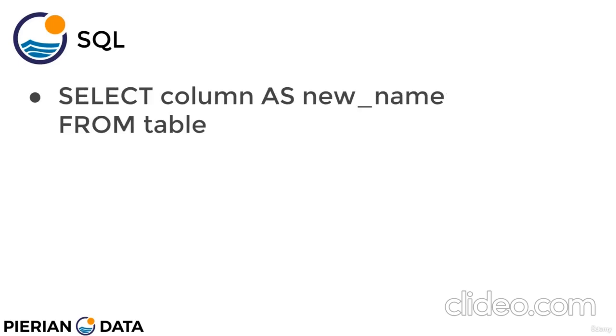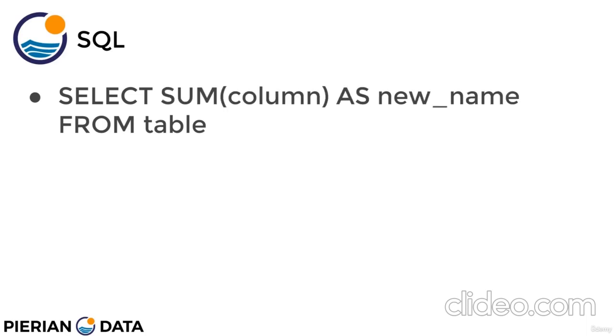This is actually quite simple. Instead of just selecting a column from a table, we say select column as, and then we decide on a new name to display in the data output. We can also use this on functions on a column. So we can say something like select sum of column, and then have that, instead of displaying as sum of that column in the data output, instead have it display as new name.